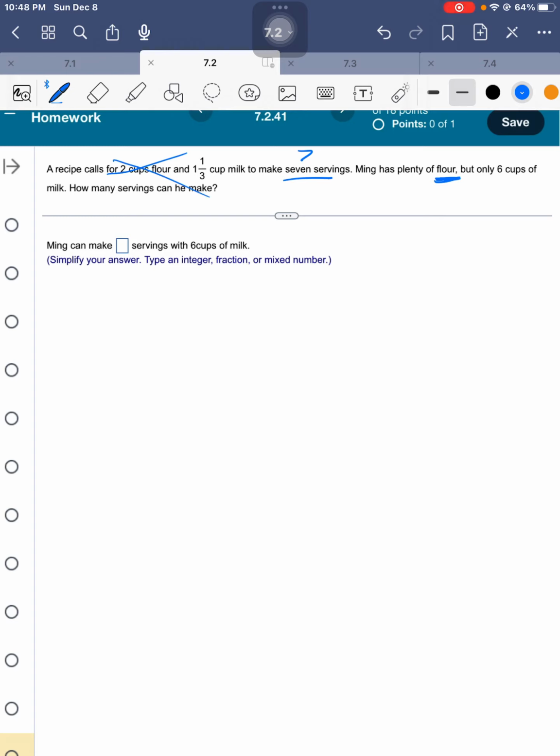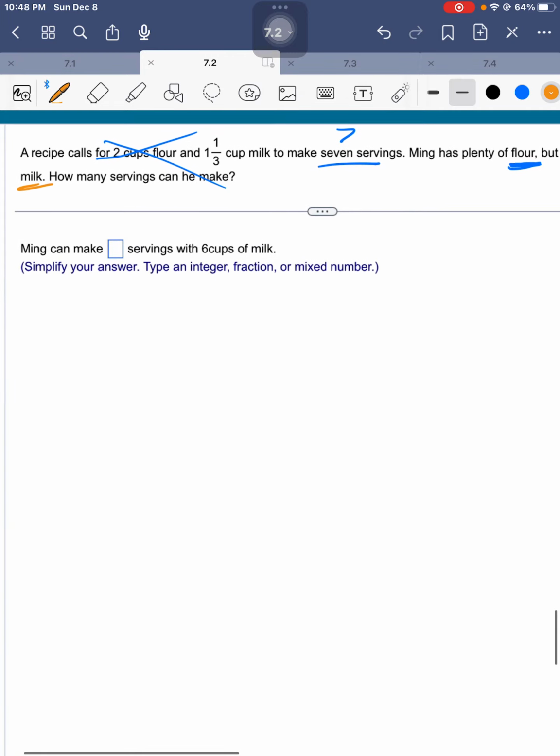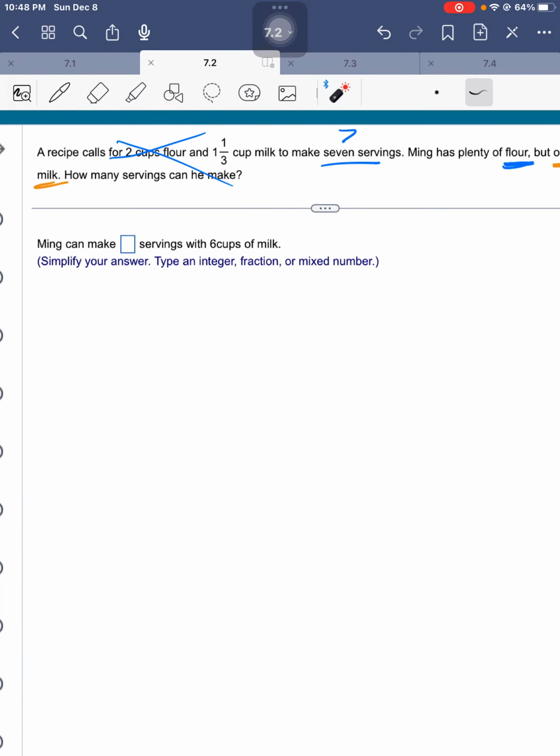Ming has plenty of flour, so flour is not an issue. If flour is not an issue, I don't need to worry about it. But only 6 cups of milk. That's why I waited to write. You guys know how I usually start writing, okay, 2 cups per 1.33 cups of milk and flour. The reason I didn't write that to begin with is because I kept reading and I saw 7.